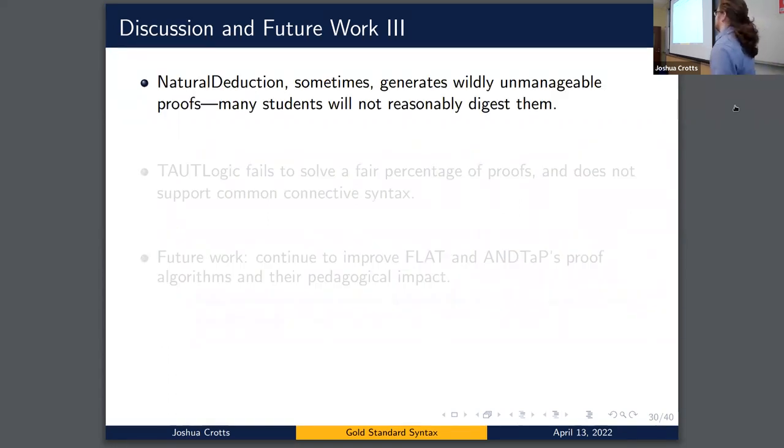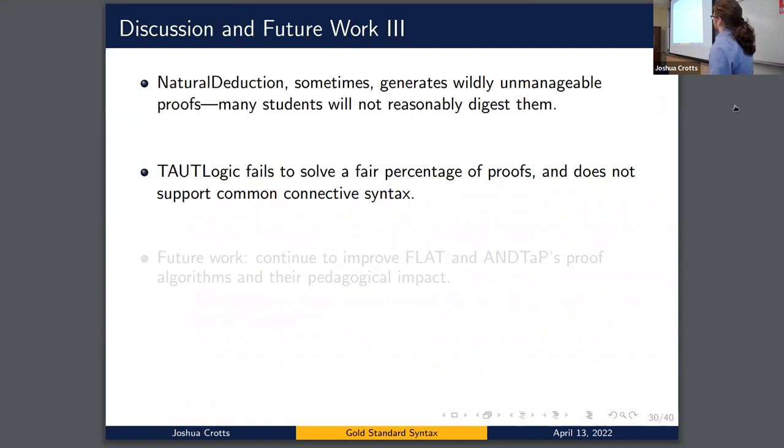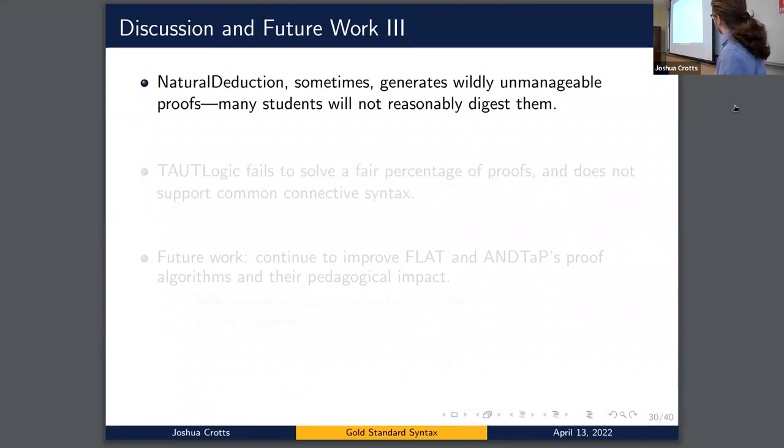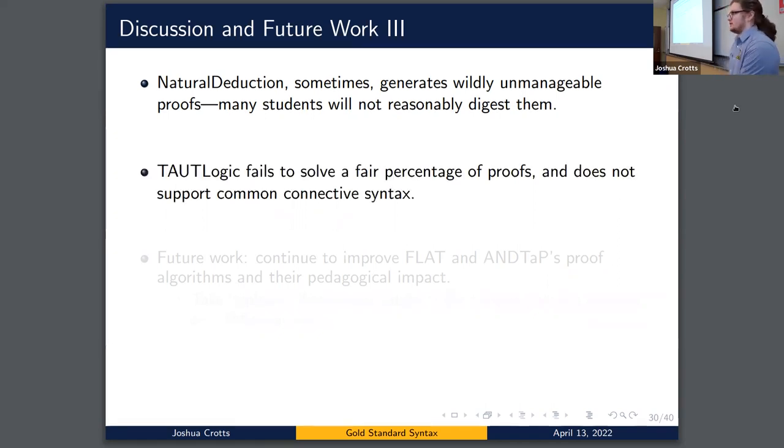Okay, so going back to that Windows 10 application, Natural Deduction, we saw that some of the proofs with that system were 250 lines long for seemingly no reason. Sometimes the proofs would be very simple, and sometimes they would be completely wild and unmanageable for no discernible reason. We just weren't sure why that was. It could be just related to the algorithm they use. We're not entirely sure. In TAUT Logic, they had a lower percentage of success.